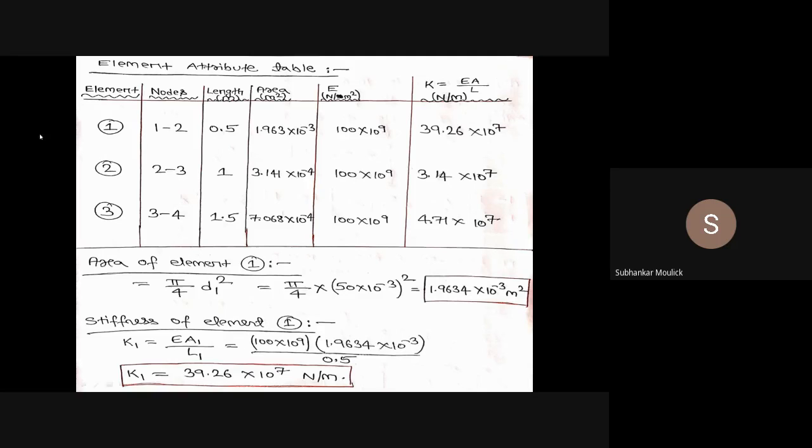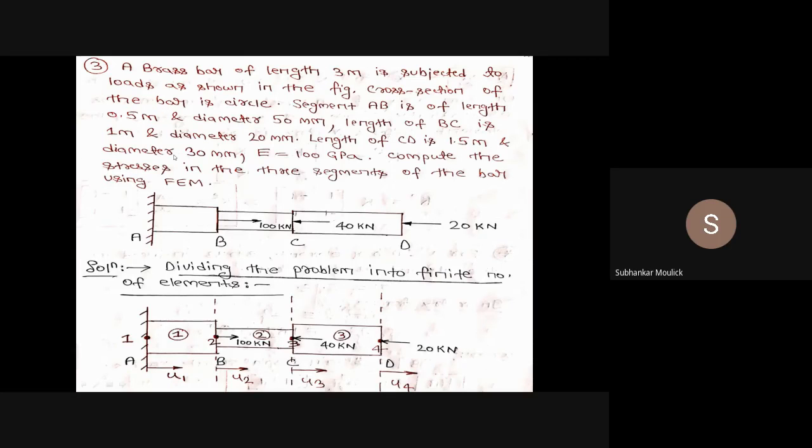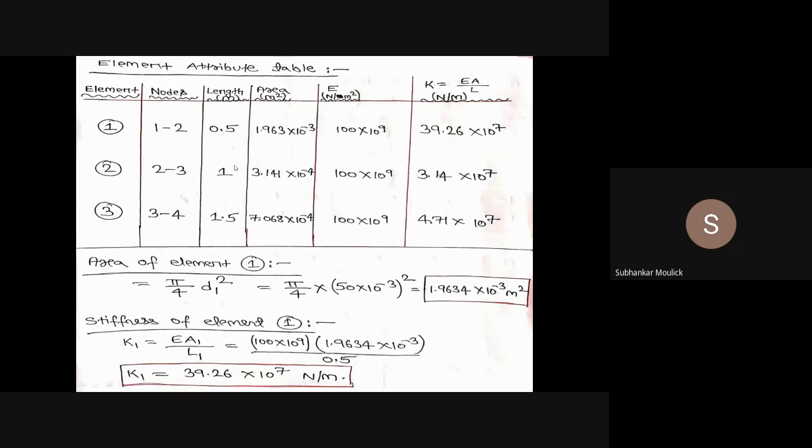Next, we have to compute the area of each and every element. Why? Because in the problem it is given that each element has a circular cross section whose diameter values are given to you. Why do I need to calculate area? Because I know the formula for stiffness as E into A by L. If you don't calculate A, you will not be able to compute the value of stiffness for each element. So let us calculate the area of each element.